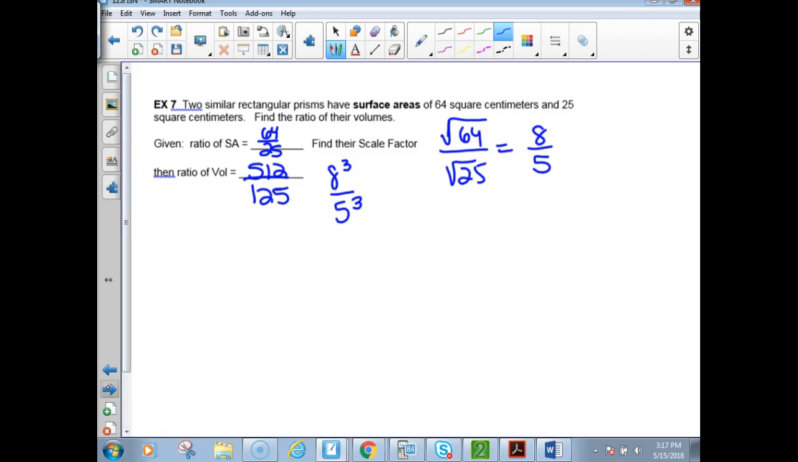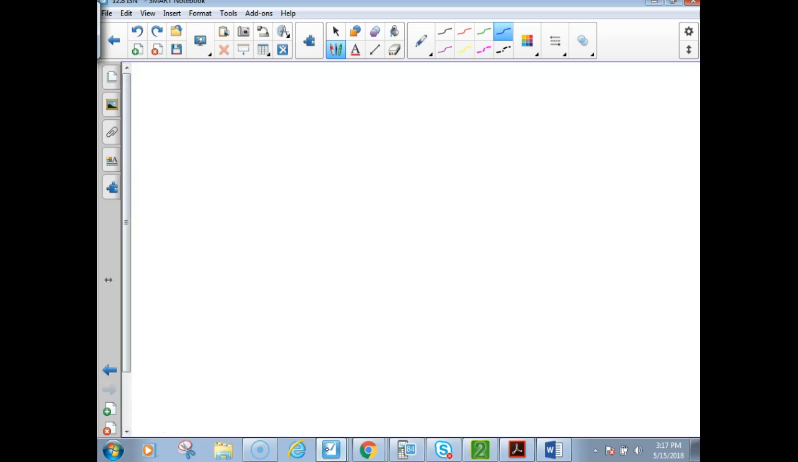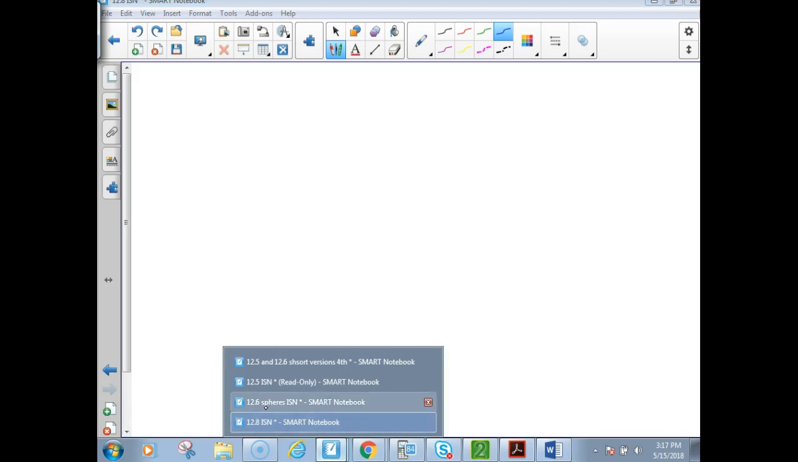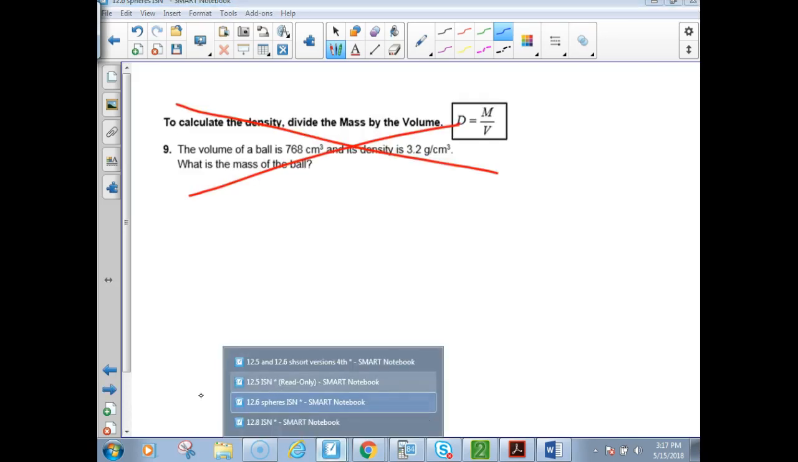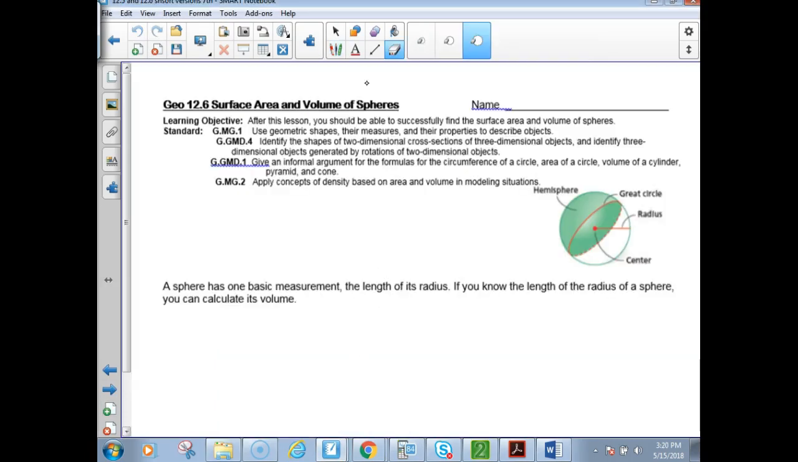All right. That is the end of the ISN. Now, where we need to go now, I did make a shorter version of 12.6 for this year. Well, some years we just don't have as much time as others during a semester.